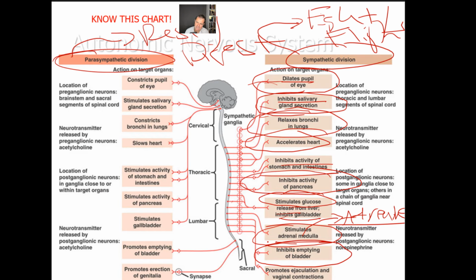Now, the only one where I'm like, okay, you got to think about this one. The parasympathetic division is involved with promoting erection of the genitalia, but the sympathetic nervous system promotes ejaculation and vaginal contractions. So I don't know why exactly. I'm sure there's a good story, but it doesn't fit with all my other parts of fight or flight. Like someone jumping out, trying to kill you, and you're going to ejaculate. It kind of messes up the story.